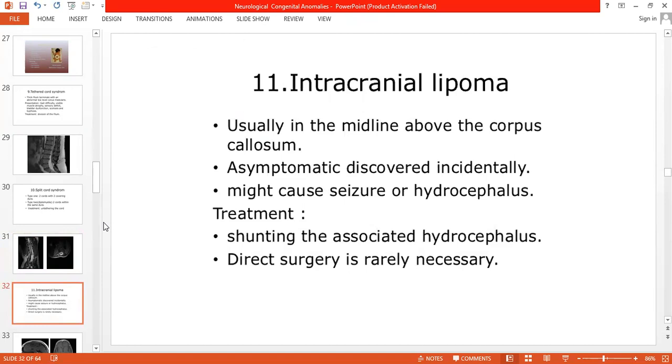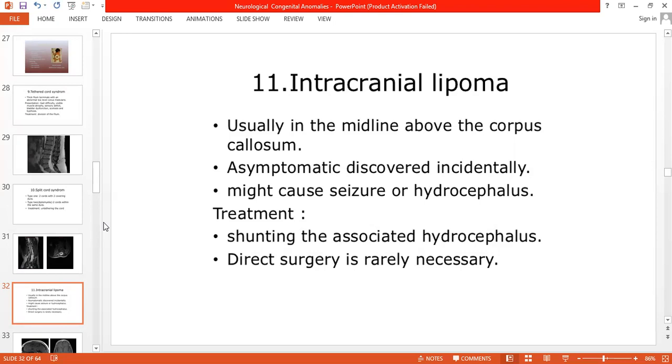We have intracranial lipoma, usually in the midline above the corpus callosum. Usually it is asymptomatic and is discovered incidentally. It might cause seizures or hydrocephalus. If it is causing hydrocephalus, then we perform an LP shunt. The lumboperitoneal shunt is necessary. The rest we don't operate upon. They are usually benign, very slow growing.